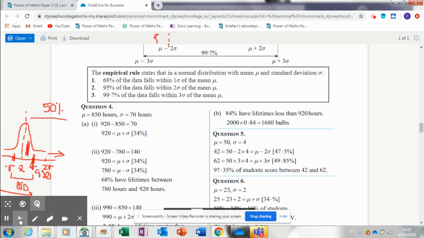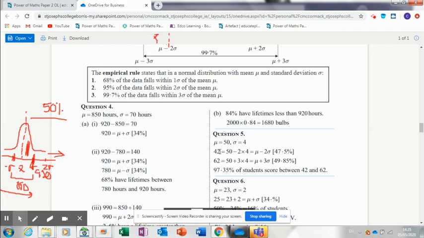Okay, question 5. Right, so question 5 was, in an agricultural science test, the mean is 50. So mu or x bar is 50. The standard deviation is 4. What percentage of the students scored between 42 and 62?